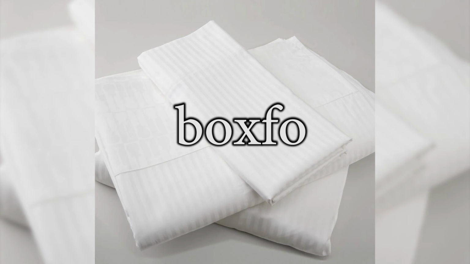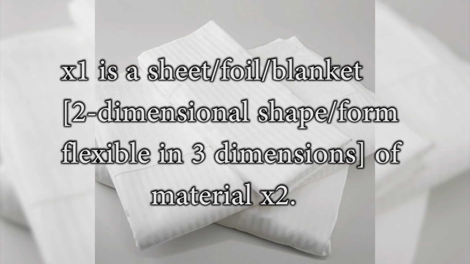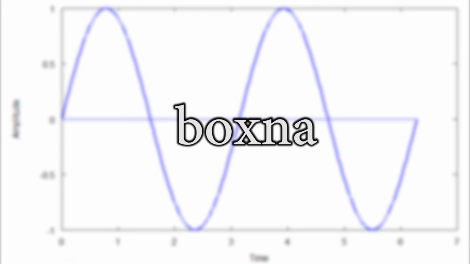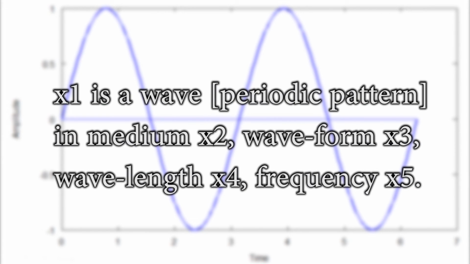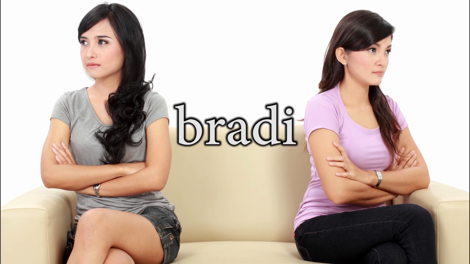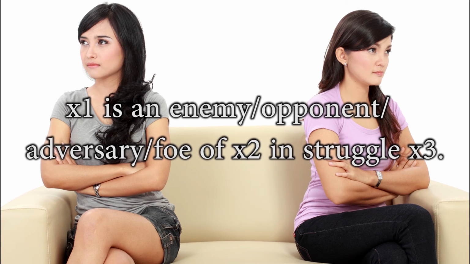Bochfo. X1 is a sheet, foil, or blanket, two-dimensional shape or form flexible in 3 dimensions of material X2. Bochna. X1 is a wave periodic pattern in medium X2, waveform X3, wavelength X4, frequency X5. Brody. X1 is an enemy, opponent, adversary, or foe of X2 and struggle X3.